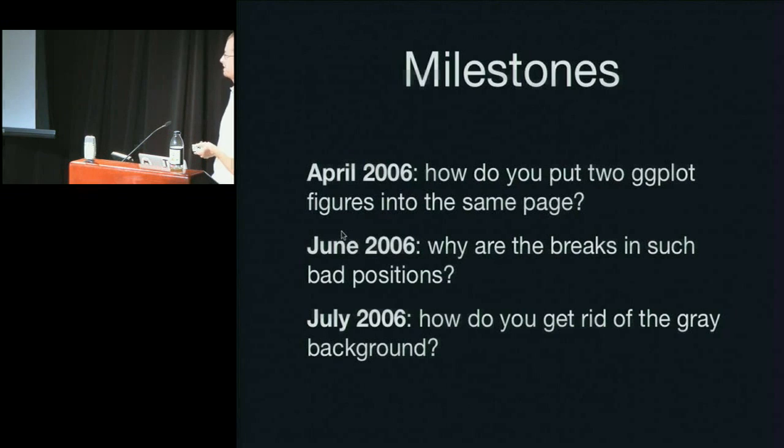Why are the breaks and the tick marks and the axes in such bad positions, and then a month later, how do you get rid of the grey background? If any of you subscribe to the ggplot2 mailing list, these questions continue 5 years later. It's surprising that the big picture stuff, once you have this nice, elegant underlying theory, is actually pretty easy. But as with many things, the devil's in the details. Getting really, really good, polished visualizations requires a lot of work tweaking these small details.